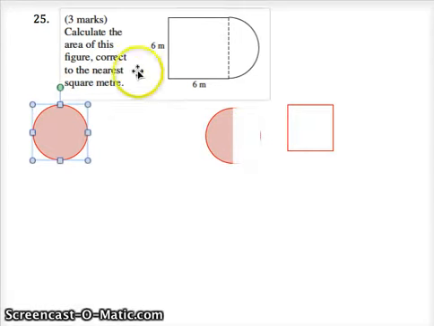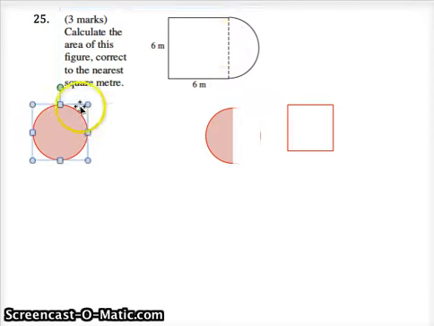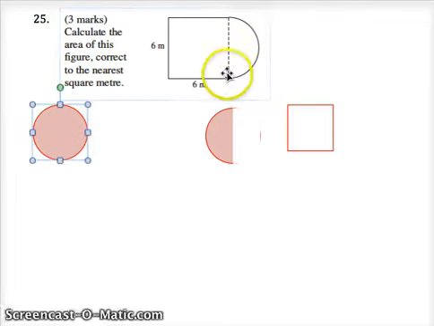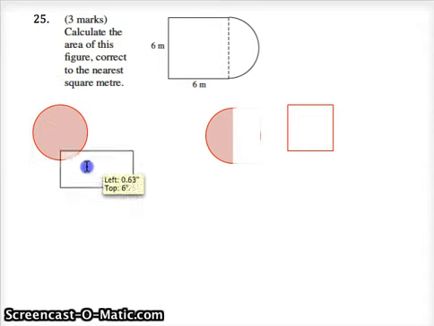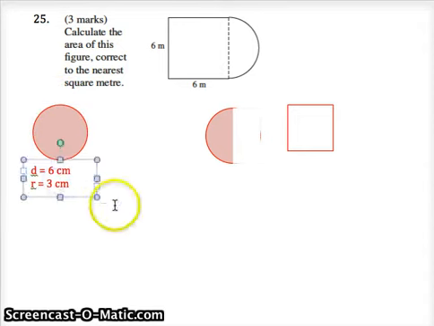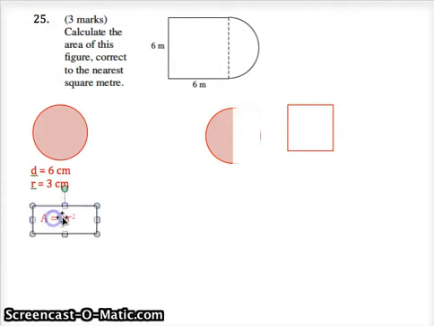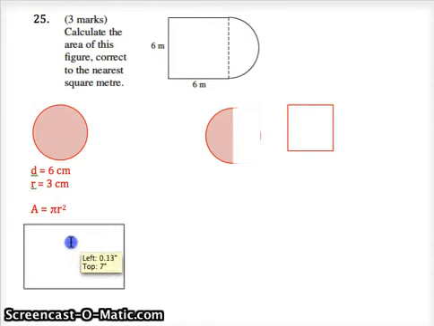We know this distance here, so we're actually given the diameter, the distance all the way across the circle. So we're told that the diameter is 6 meters for this circle. When we do area of a circle, the formula is area equals pi r squared. So if the diameter, the distance from the top to the bottom, is 6, then the radius is 3, and we need the radius for the area of a circle formula. So we'll do the area of a full circle first.